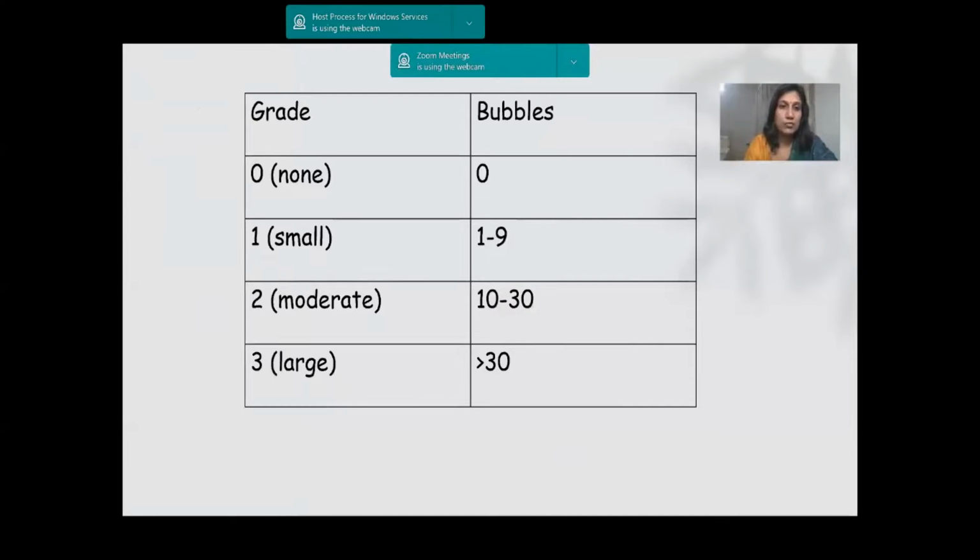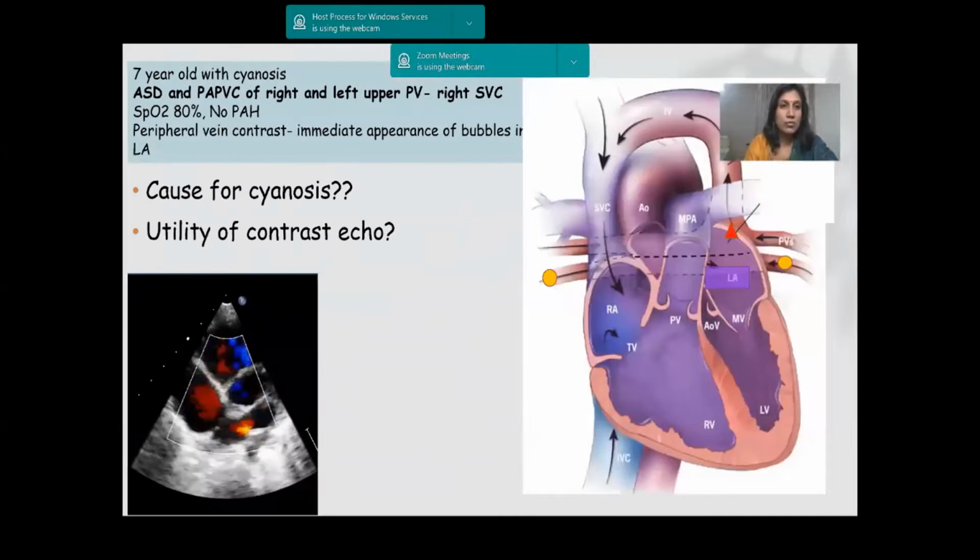Pulmonary arteriovenous malformations can be graded based on the number of bubbles that appear in the left side of the heart. We had a 7-year-old boy who presented with cyanosis. Echocardiogram showed a small ostium secundum ASD and partial anomalous pulmonary venous connection of right and left upper pulmonary veins to right SVC. His saturation was 80%. There was no pulmonary artery hypertension. As you can see, none of this explains his desaturation.